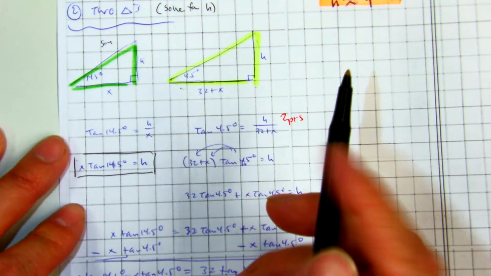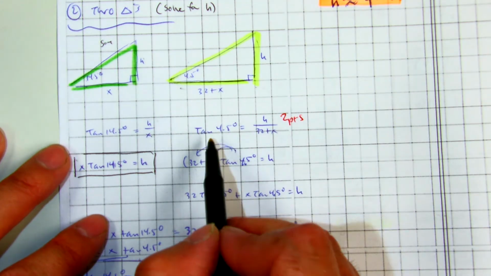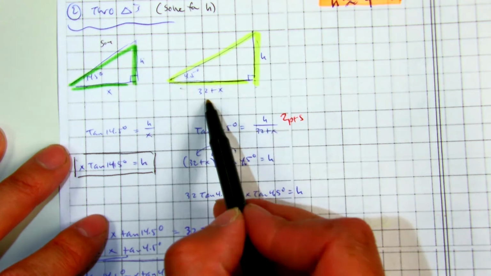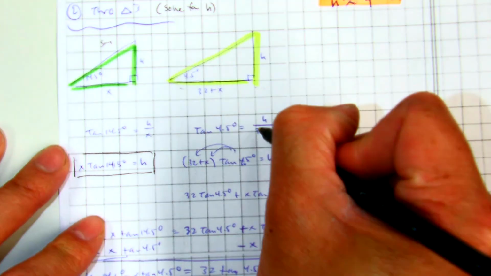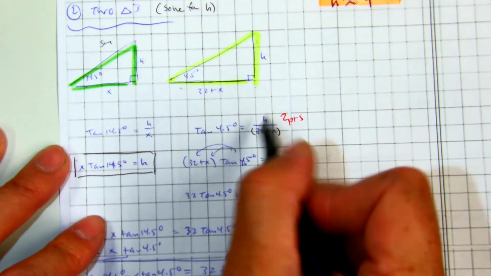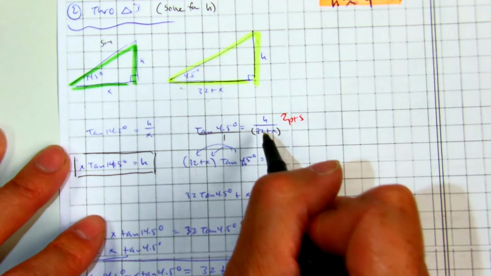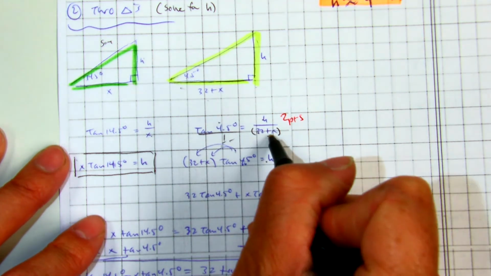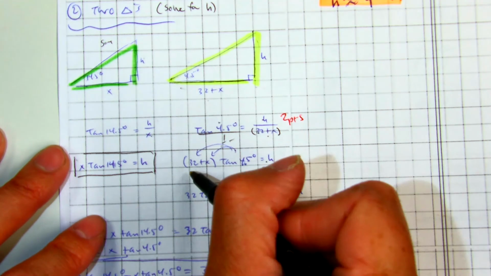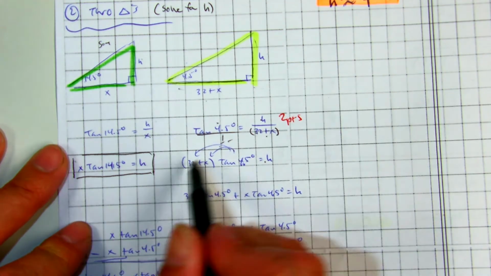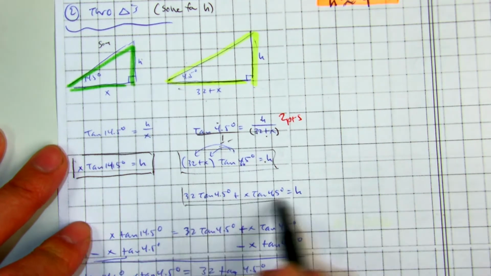The second one says tangent of 4.5 equals the opposite over the hypotenuse, H over 32 plus X. Put these parentheses around here. I'm just going to cross multiply. So H times 1 equals 32 plus X quantity times tangent of 4.5. Okay, so here you can set this equation or this equation equal to each other.